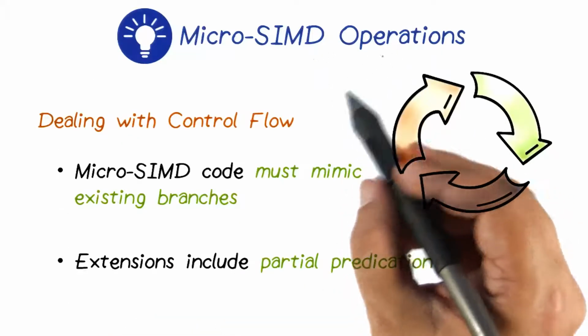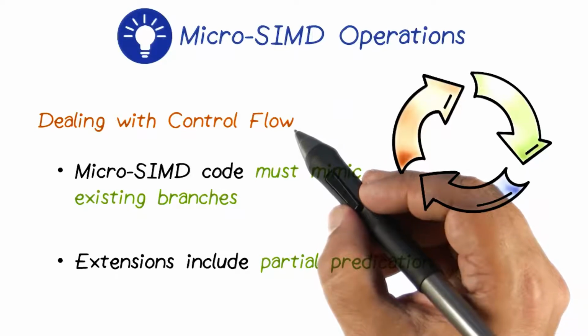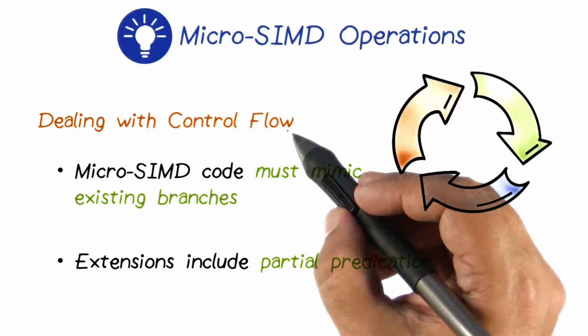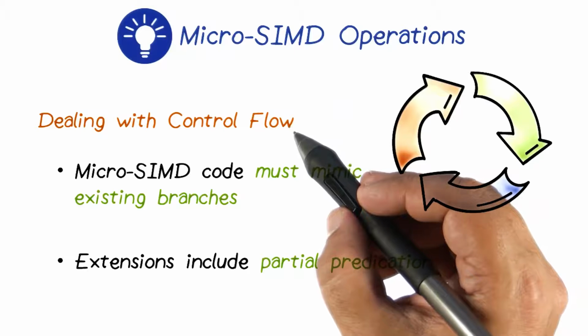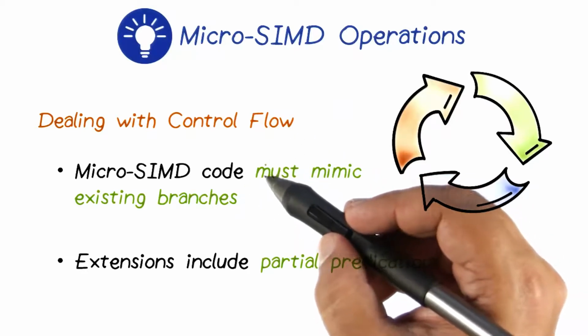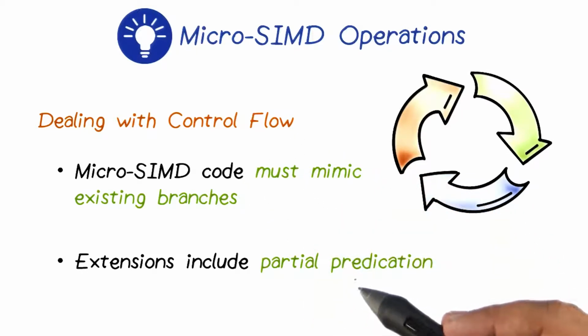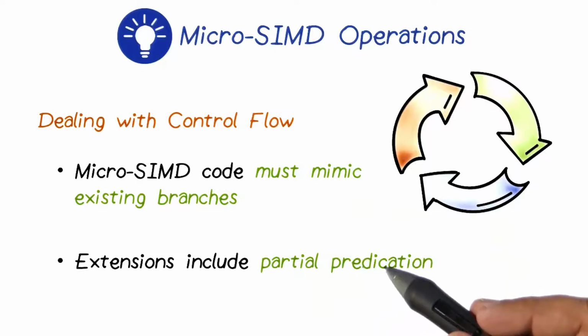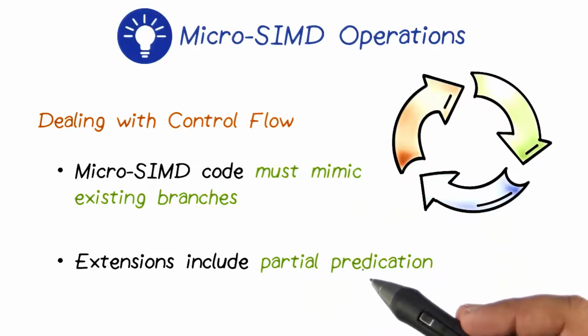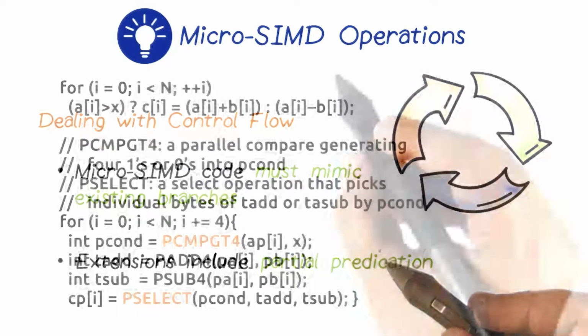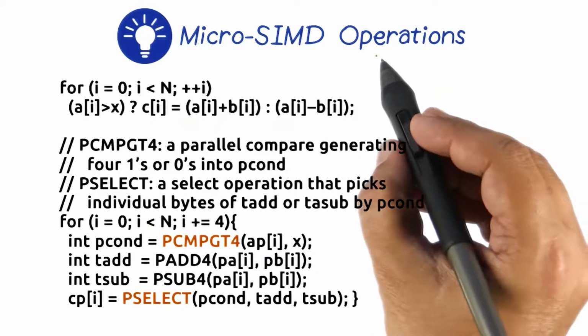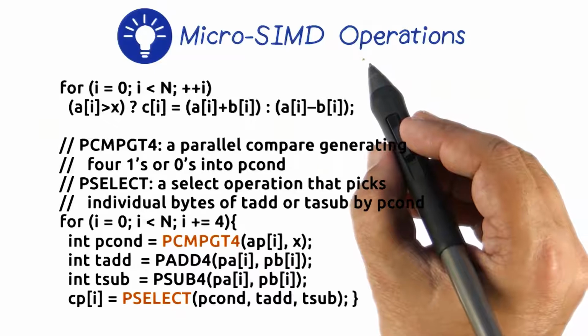Another complication of micro-SIMD processing is that it must respect the original control flow. In other words, the micro-SIMD code should mimic the existing branches, and what that means is sometimes the results that are generated must be predicated, in terms of suppressing them, providing masks on them, and so on. Here is a real example that shows what we talked about in the last slide in terms of predication.